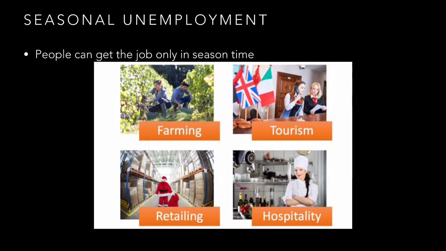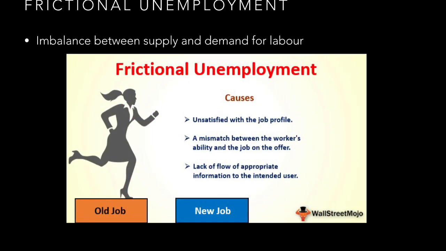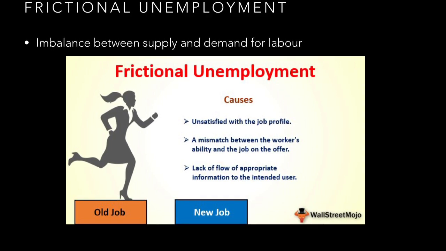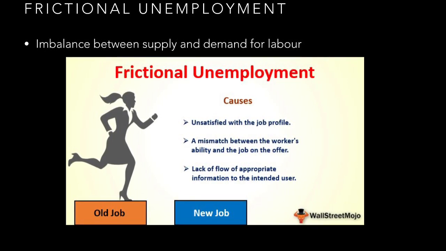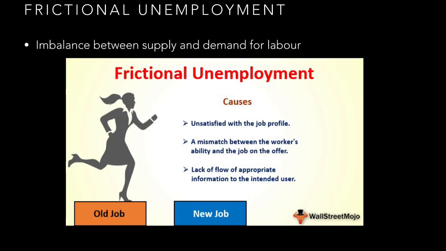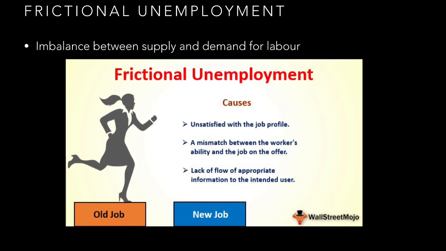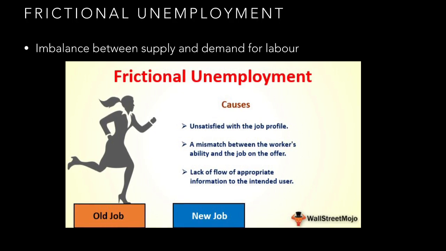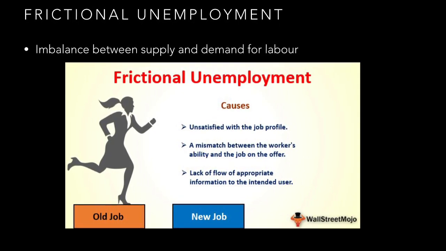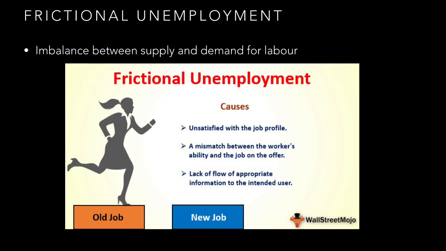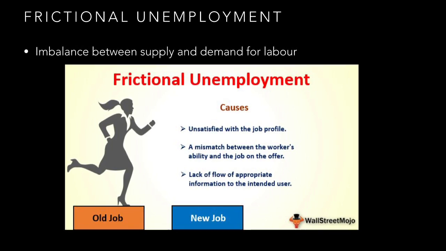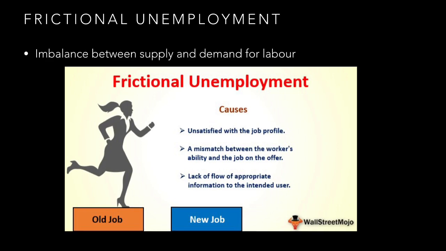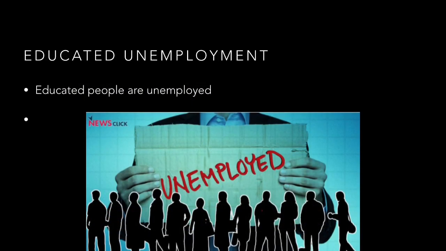The third one is frictional unemployment. This is because of the imbalance between supply of labor and demand for labor and immobility of laborers. Examples of frictional unemployment include quitting, a voluntary form of frictional unemployment; termination, an involuntary form of frictional unemployment; shortage of raw materials.